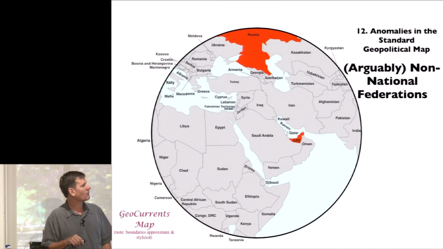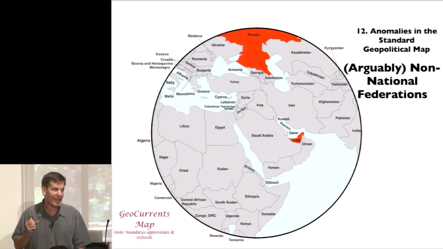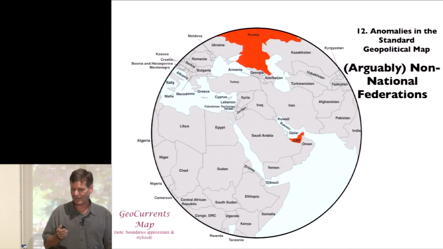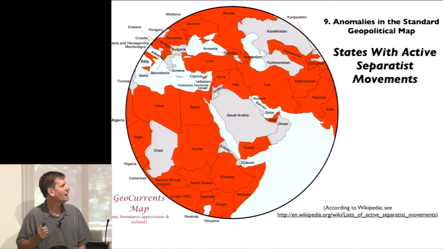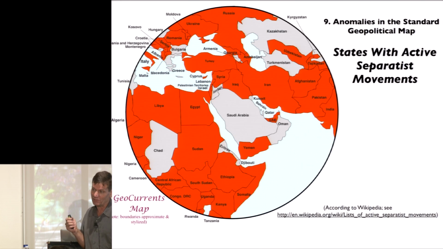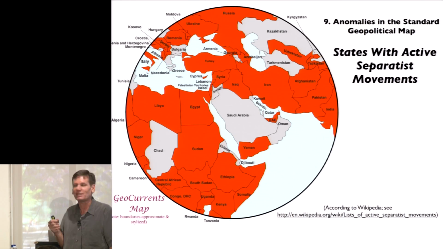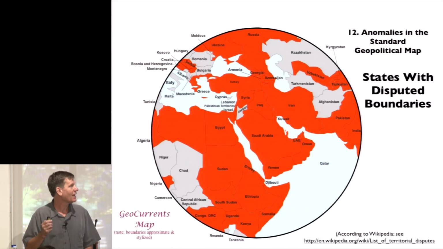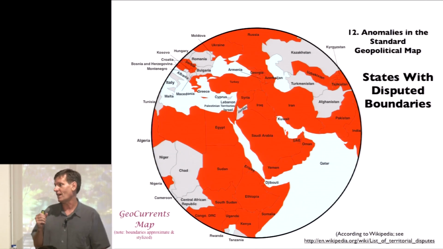We can talk about whether or not Russia and the United Arab Emirates are nation states. They are certainly states, but they are both organized as federations, so that's not necessarily a nation state. Different nationalities comprise them. How about states with active separatist movements? That's just the Wikipedia list, and it's hard to say exactly how active you have to be to qualify, but you can see we're getting most countries now. And then the same thing if we get to disputed boundaries, more often than not.